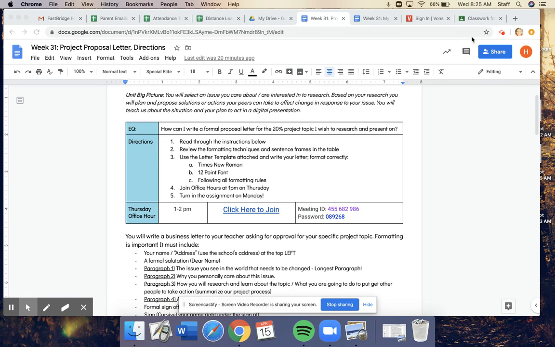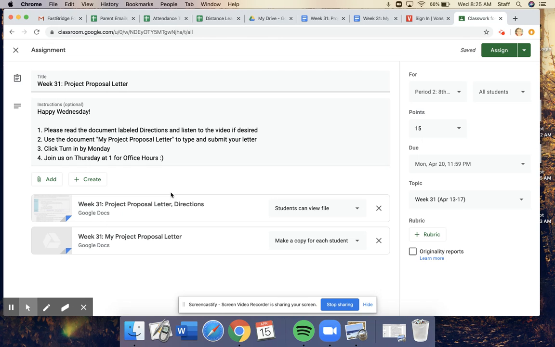What you're going to do this week is you are going to open both of these documents. You'll notice one of them is labeled directions, and you are only able to view it. The other one is going to be the My Project Proposal Letter, which actually will make a copy for you. You'll notice it's the one that has your name in it. And that's the one that you're going to type in and submit.